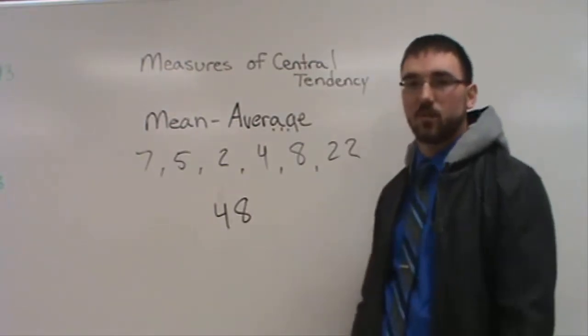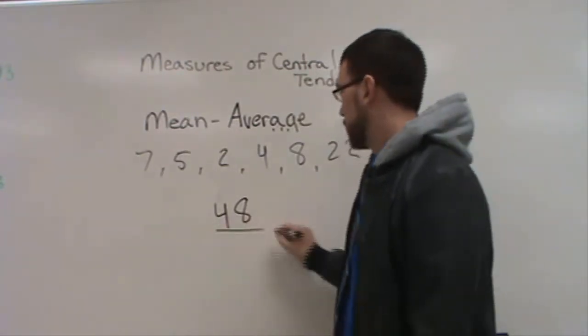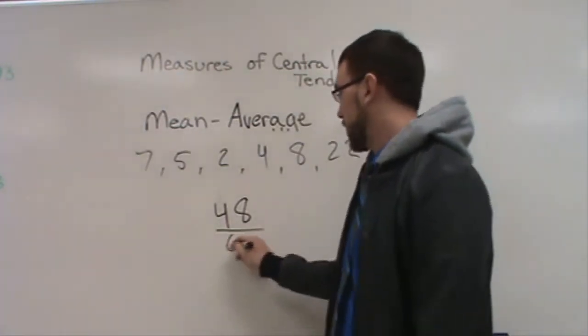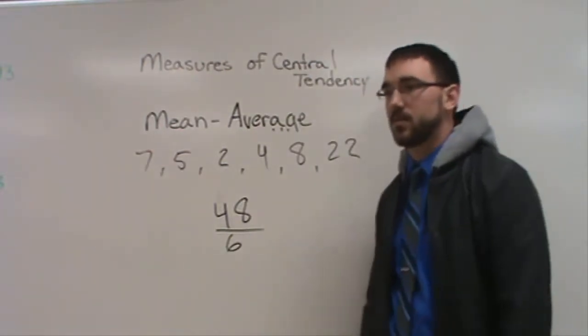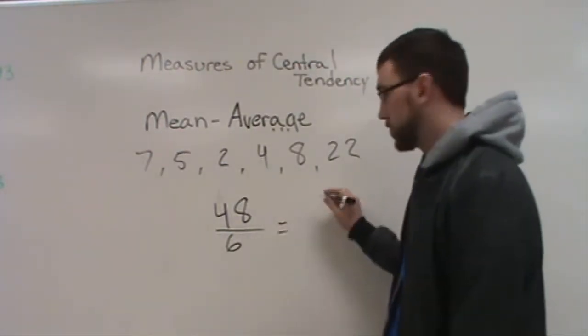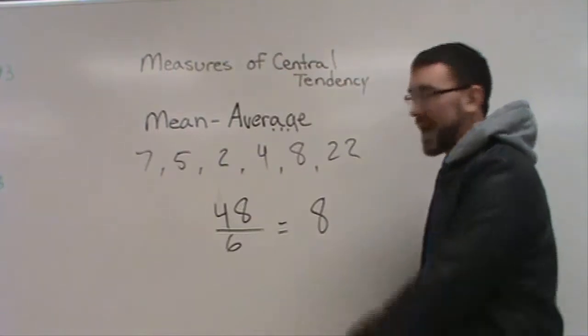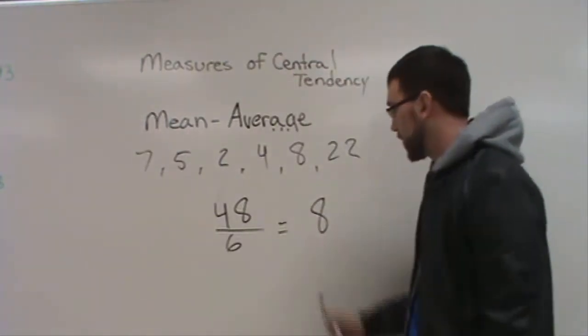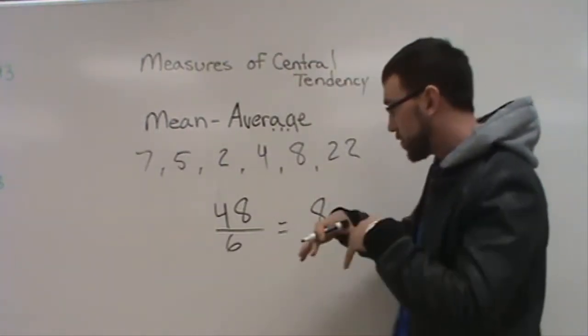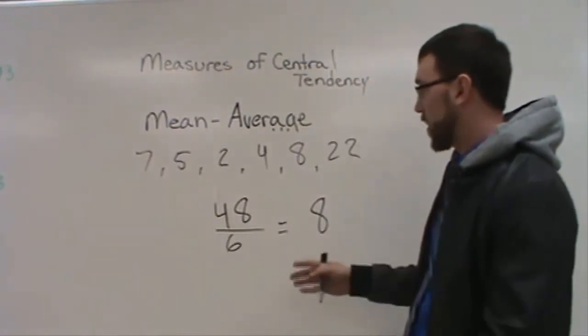Okay, 48, what do we do with it? Divide by how many numbers there are. 6. 48 divided by 6? 8. Oh man, this is a nice one. Okay, so 8 is our average. It's our average between these. So if I picked a number that I wanted to represent the total group, on average it's around 8.